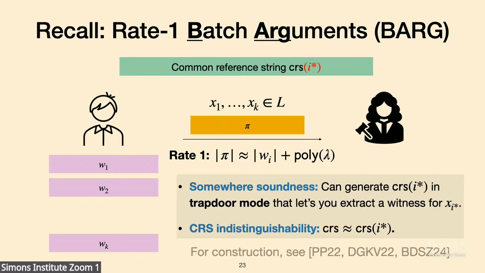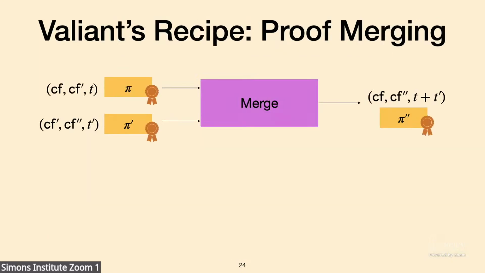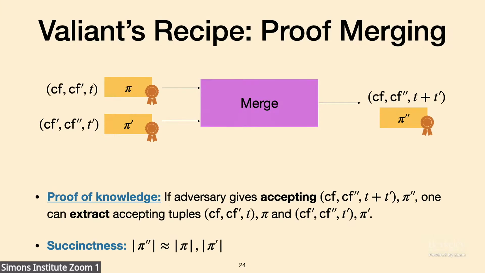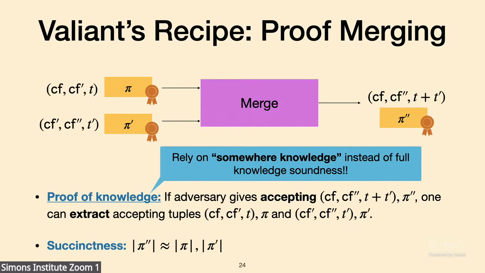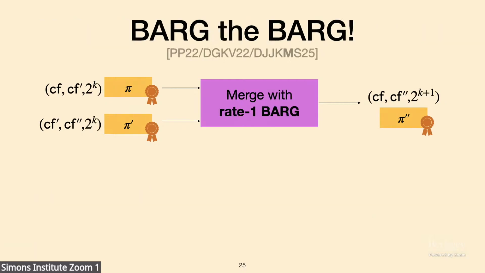Okay. And for the construction, I wish I could go over this, but intuitively you break the computations up into smaller pieces, and that helps you get all the way to rate 1. So again, looking back at Valiant's recipe, as Shafik already said, we can try to rely instead on somewhere knowledge soundness. I stole this phrase from Lolly: BARG the BARG. So instead of SNARK the SNARK, we BARG the BARG. And that's the nice thing about rate 1, because it lets you BARG the BARG without blowing up the parameters.